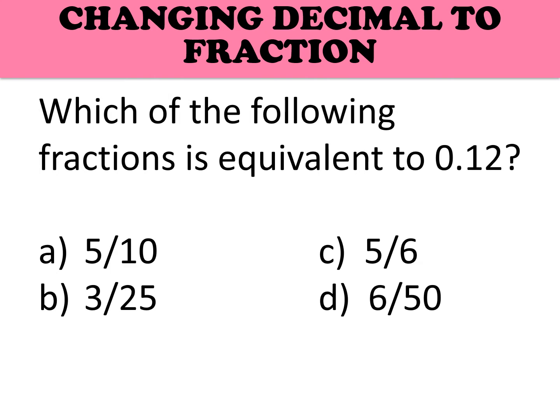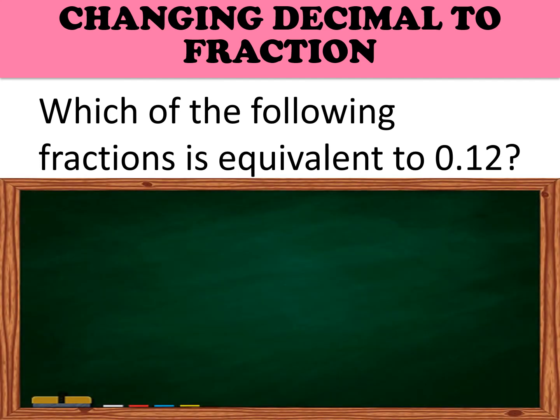Okay, so the correct answer for this problem is letter B, 3 over 25. So, paano natin ito gagawin? What we're going to do is just get the decimal 0.12. If you notice, ang 0.12 has two decimal places. So, it follows that it has two zeros in the denominator.